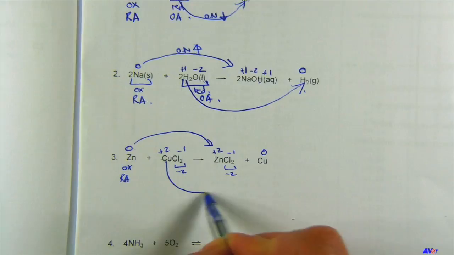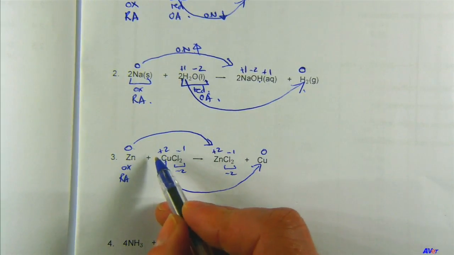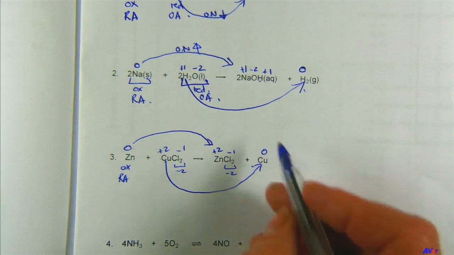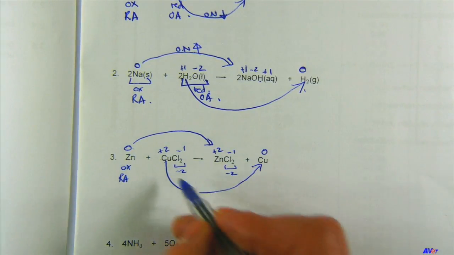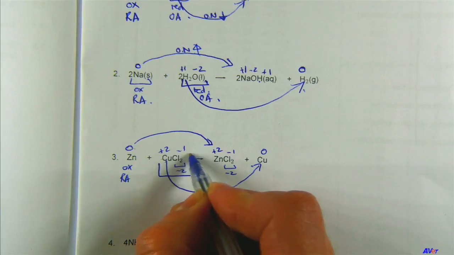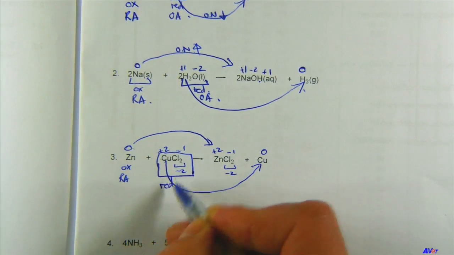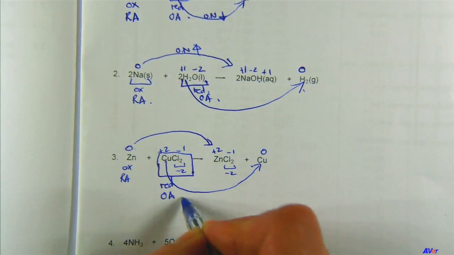Look at the copper. What's happening to the copper? It's starting with +2, and it ends up as 0. So the oxidation number is reducing, telling me that copper chloride reduces. It is the oxidizing agent.